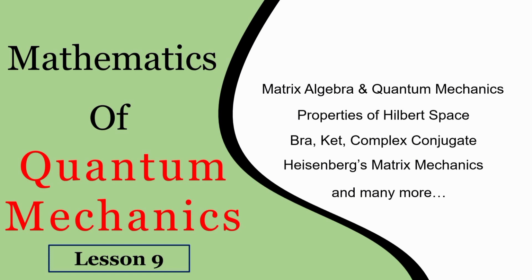matrix algebra. We are going to look a little bit more at Hilbert space, the different properties of Hilbert space, and the bra and the ket and the complex conjugate, and how they work. We are also going to look into something very important, which is called Heisenberg's matrix mechanics, and some more properties, fundamental concepts, and more details in this video on quantum mechanics.